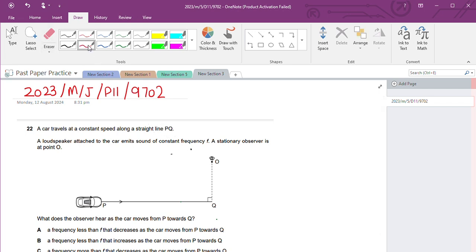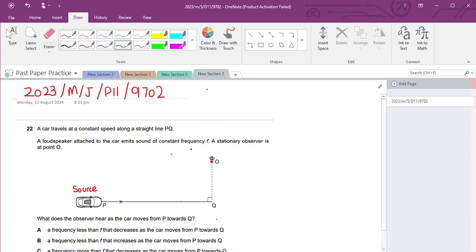This question is from 2023 May June paper 1-1. It says a car travels at a constant speed along a straight line PQ. A loudspeaker attached to the car emits sound of a frequency F. A stationary observer is at point O. So the observer is stationary, it's not moving, and it's at point O, whereas this is your source and it's moving. And you need to see what the observer hears as the car moves from P to Q.